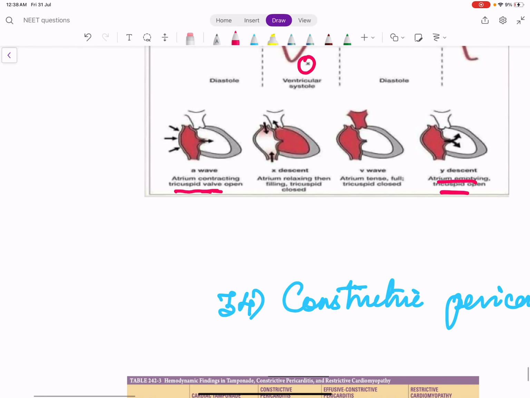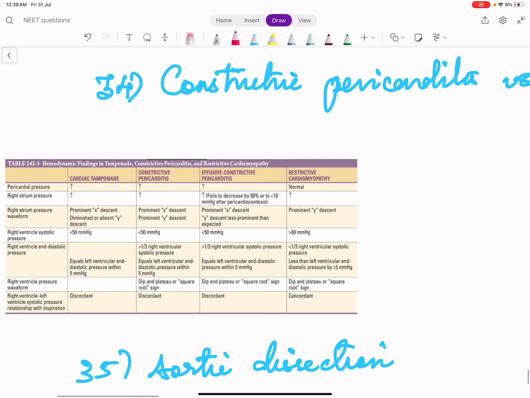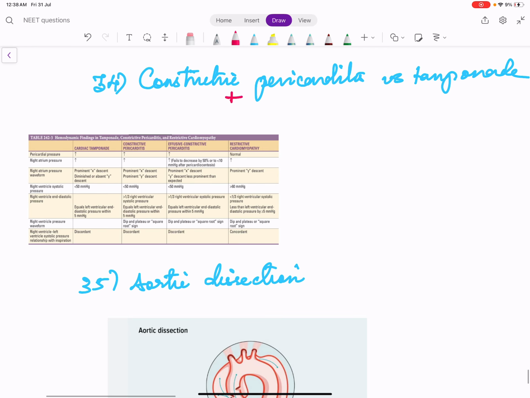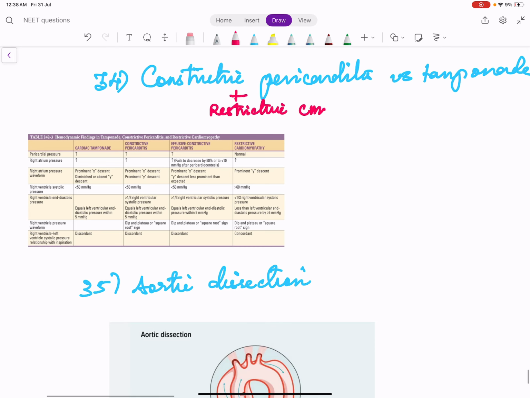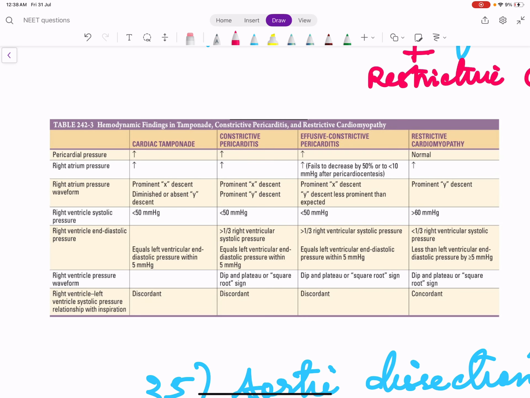Now X descent and Y descent, we have to remember for two important diseases: cardiac tamponade versus constrictive pericarditis. Remember, constrictive pericarditis and restrictive cardiomyopathy both present similarly. So you can see the differences here. Cardiac tamponade is a disease where fluid gets accumulated around the heart to cause compression of the heart. So there will be collapse of the ventricle and atrium during diastole.